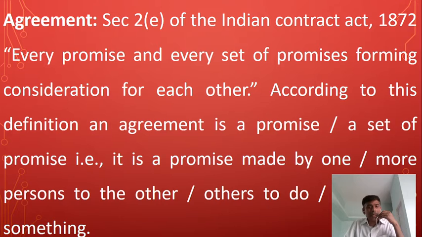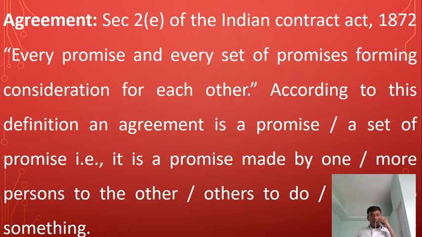According to Section 2(e) of the Indian Contract Act 1872, it is defined. Every promise means the first party who entered the agreement gave a proposal, and that party gave a promise. Every set of promises means another party entered the contract, and that party is to do or not to do something, forming consideration for each other. Very important. Both must have consideration. Without consideration, it is not possible to constitute an agreement. Forming consideration for each other. Both must have consideration, and that consideration must be lawful. This is the definition: every promise and every set of promises forming consideration for each other.